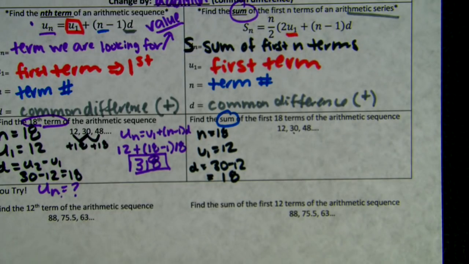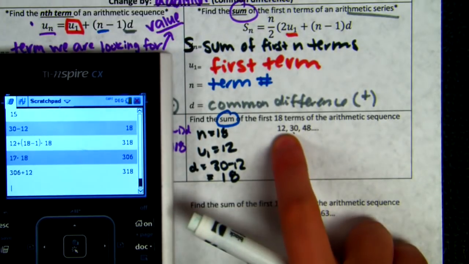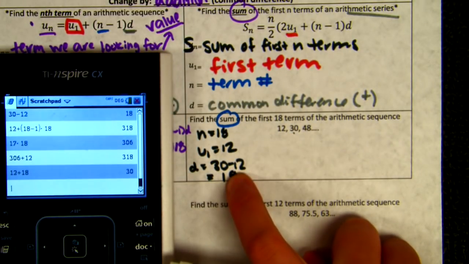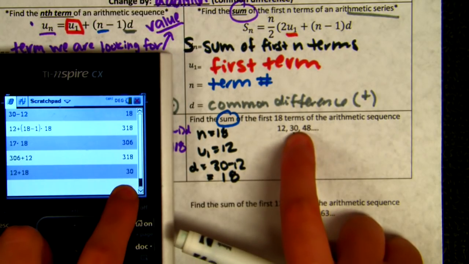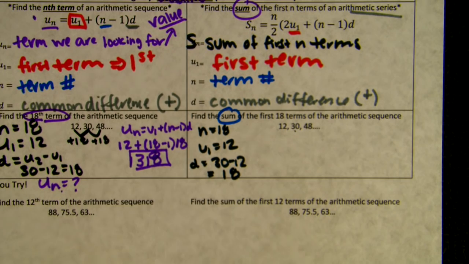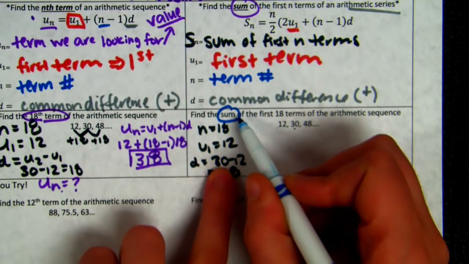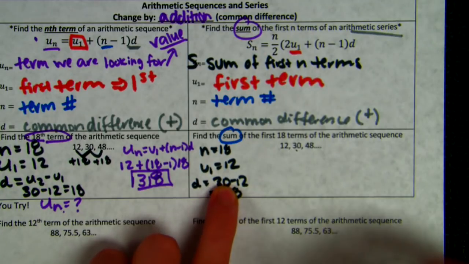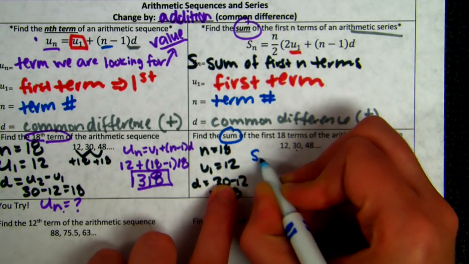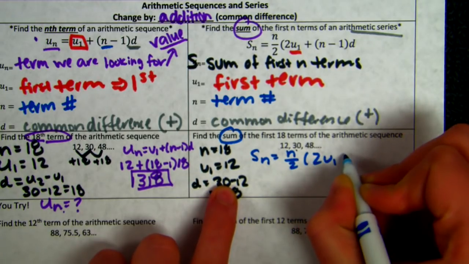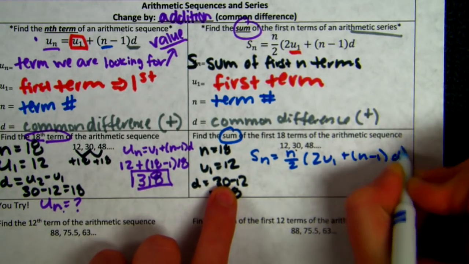Reminder, I don't think I did a good job of explaining this on the previous one. If I wanted to double check, I could say 12 plus my common difference gives me 30, and that is my second term, so that's a good way to double check that I solved this correctly. But using my formula now, I see it says sum, so I know I'm going to use this formula up here. So I have Sn equals n over 2 times 2u1 plus n minus 1 times d.